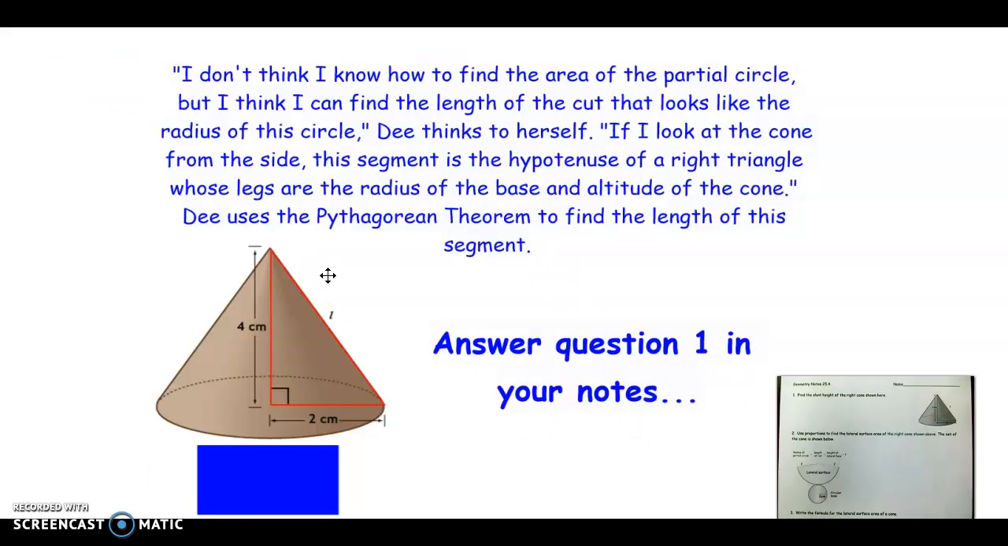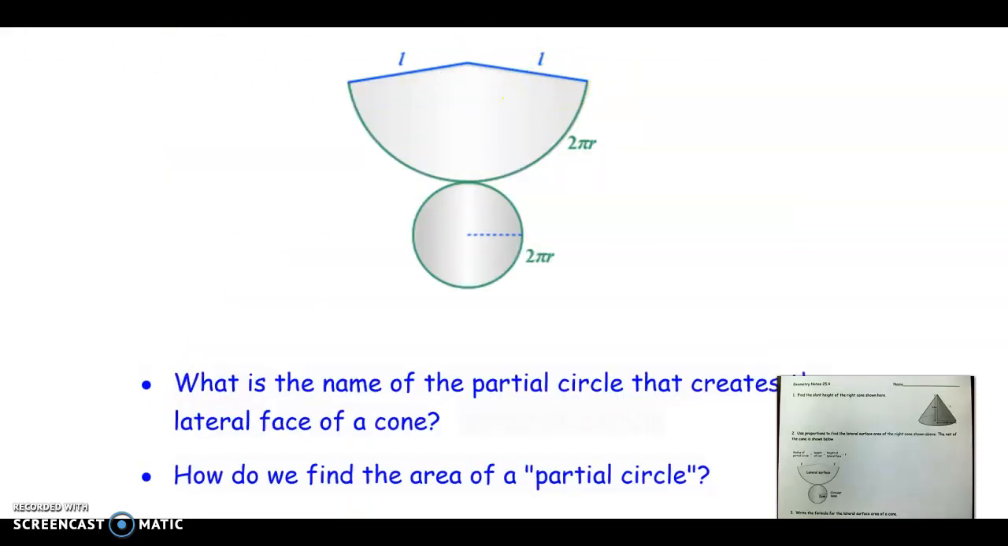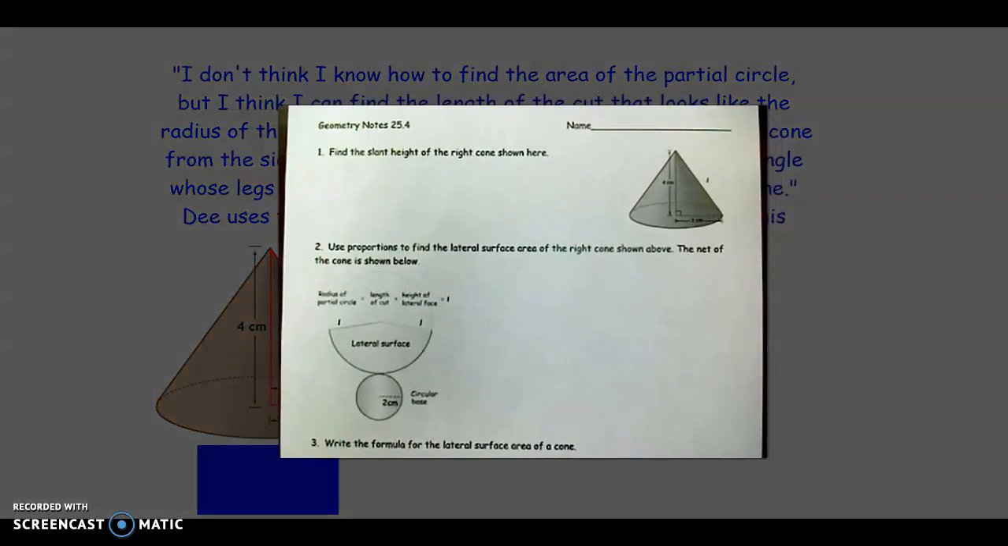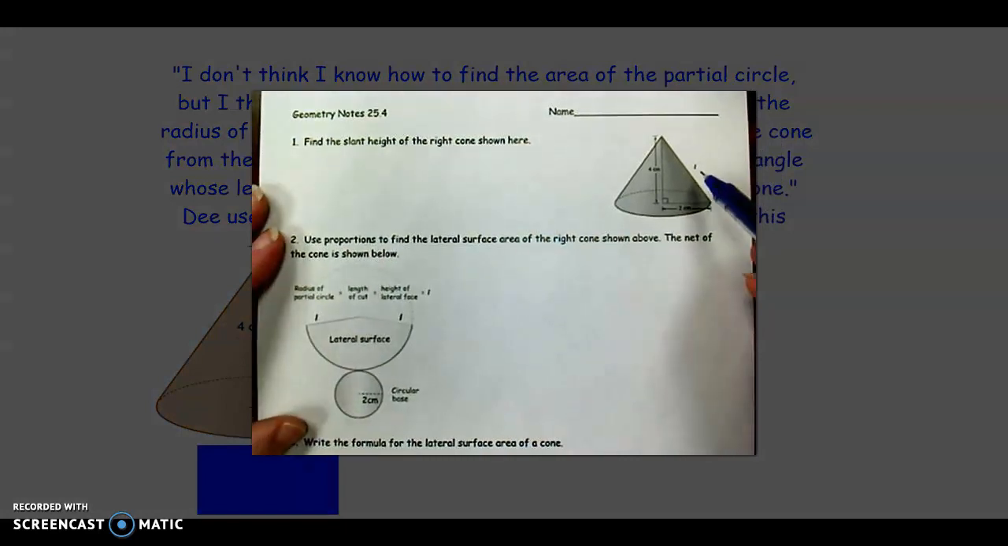So D is thinking to herself that she doesn't know how to find the area of a partial circle, but she thinks that she can find the length of the cut that looks like it's the radius of the circle. Remember, that's what is labeled as L here. So she imagines it back as a cone here, and that L is this slant height of the cone. And so if we know the height of the cone and we know the radius of the cone, we can complete this right triangle, and the slant height of the cone is the hypotenuse of that right triangle. So we could answer question 1 in our notes, which is just using the Pythagorean Theorem to find the slant height.